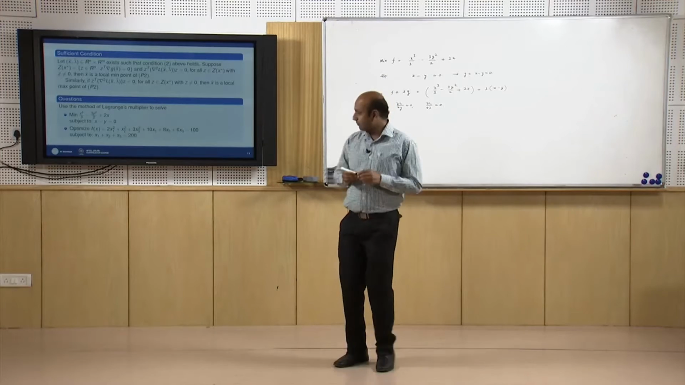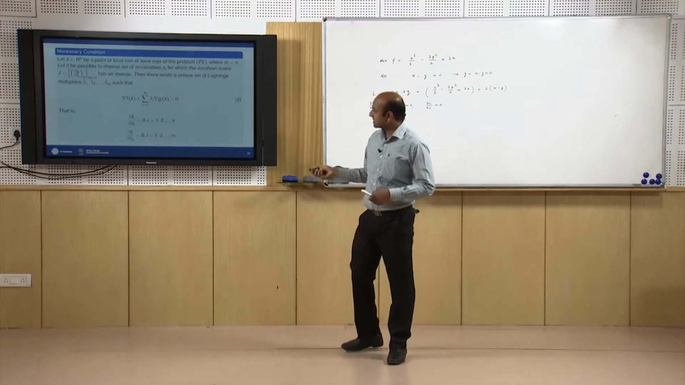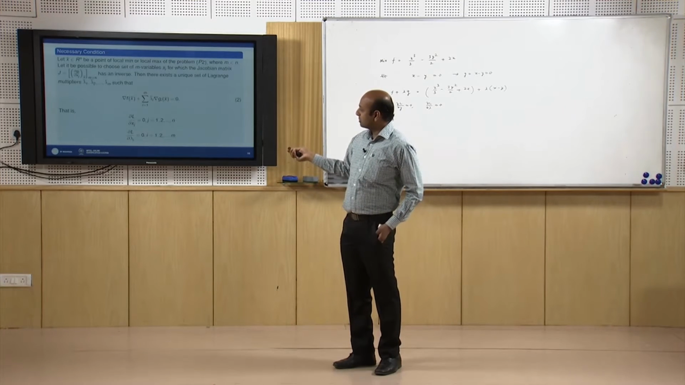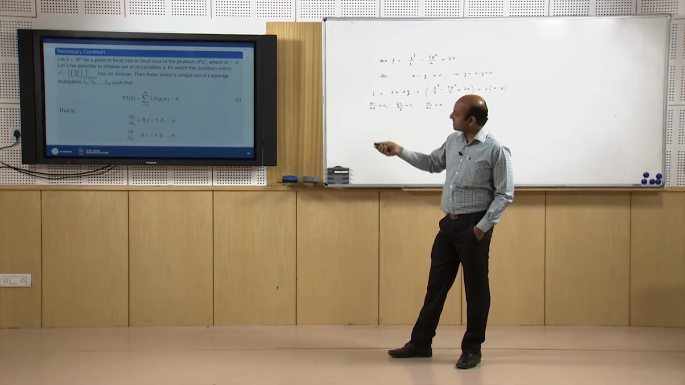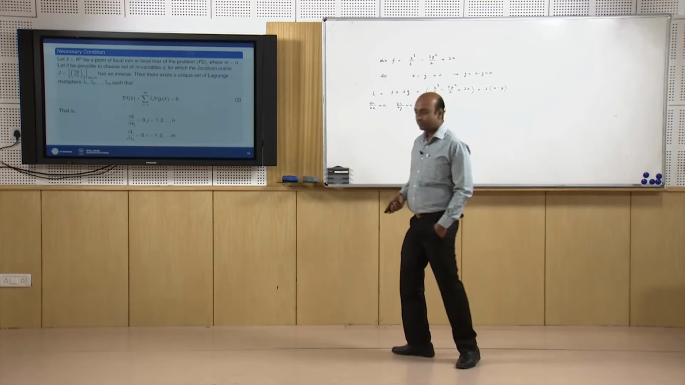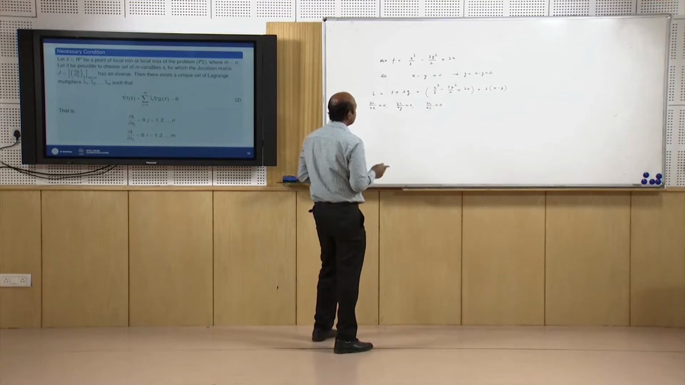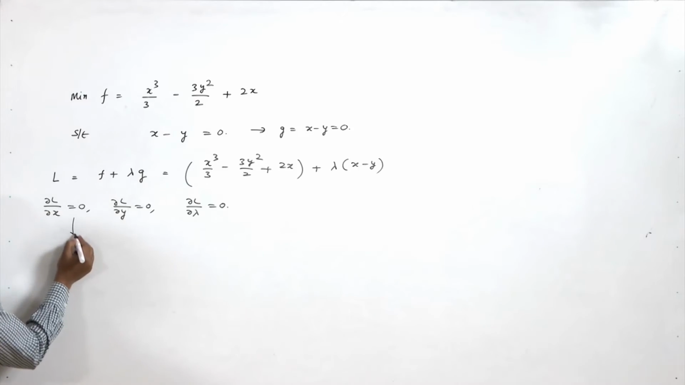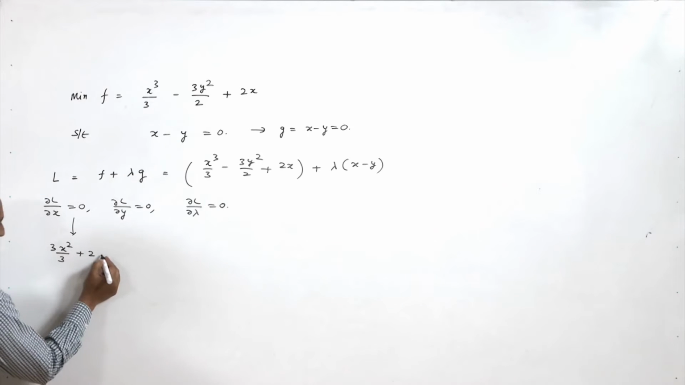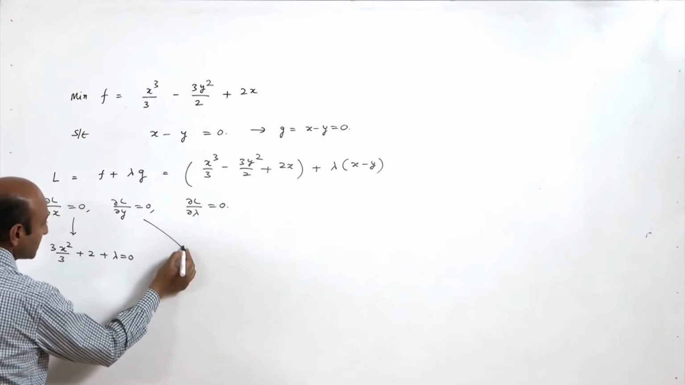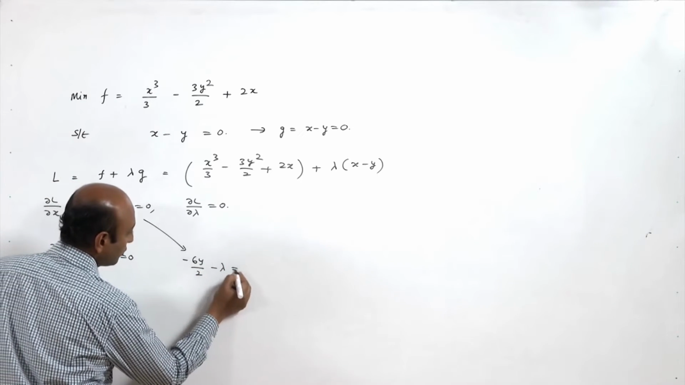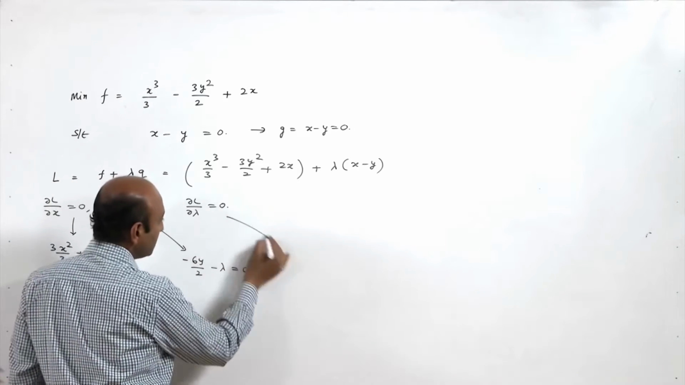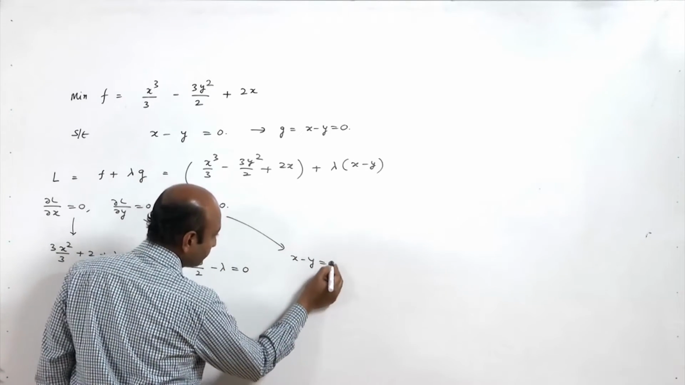By the necessary conditions. What are necessary conditions? We already discussed. The necessary condition is del L by del x_i should be 0 for all i, and del L by del lambda_j should be 0 for all j, which is the same condition as in 2. So, what is del L by del x? First we solve this condition: it is 3x square by 3 plus 2 plus lambda equal to 0. What is this condition? This condition is minus 6y upon 2 minus lambda should be equal to 0. What is this condition? This condition is x minus y equal to 0.